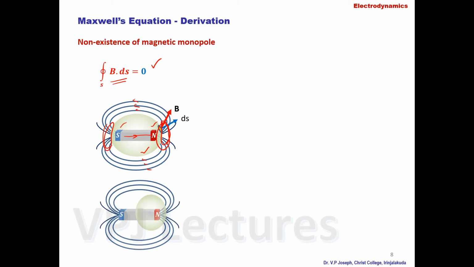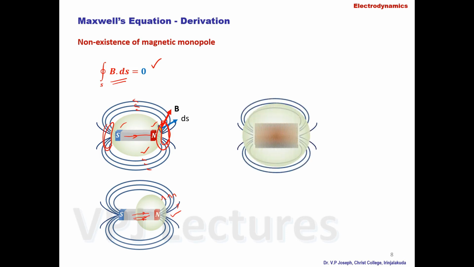Now, this is also correct for any type of surface. In this case, we have considered another surface, a small surface that includes only the north pole. Here also we can see that some flux lines are coming out, but flux lines are also entering through the surface. So if you take the total surface integral of B dot ds, here also it becomes 0. And this is correct for a solenoid case also.